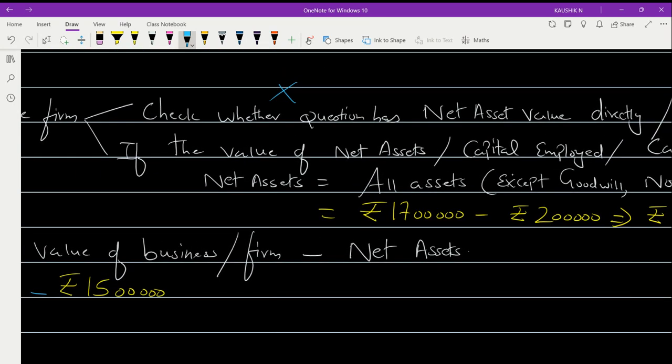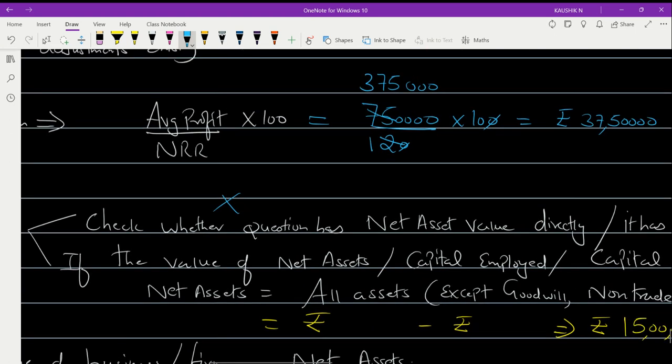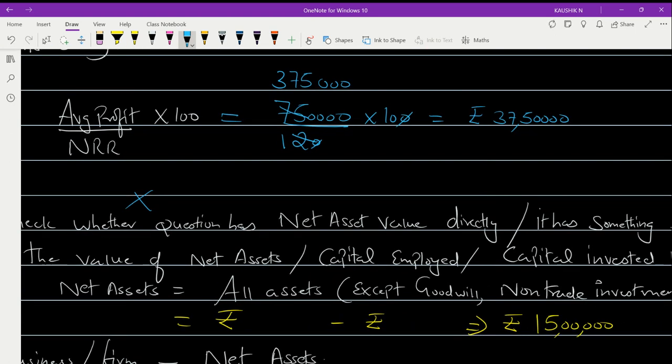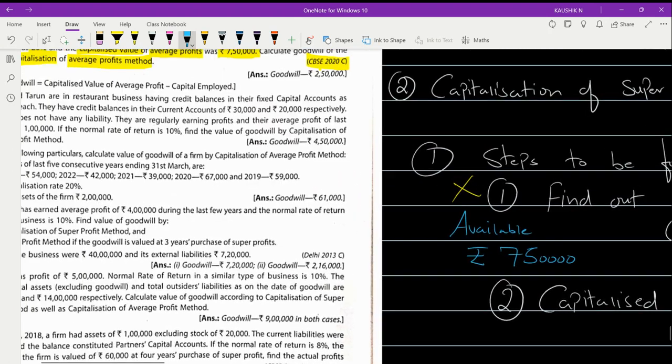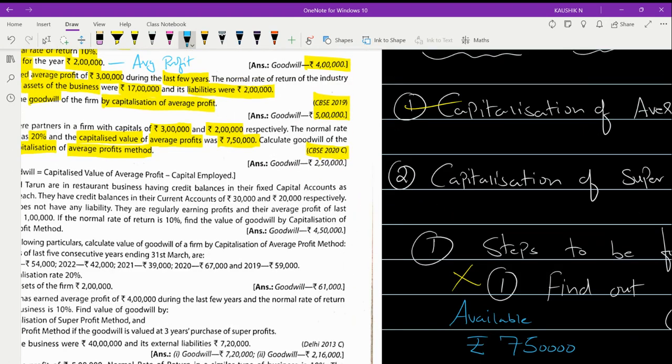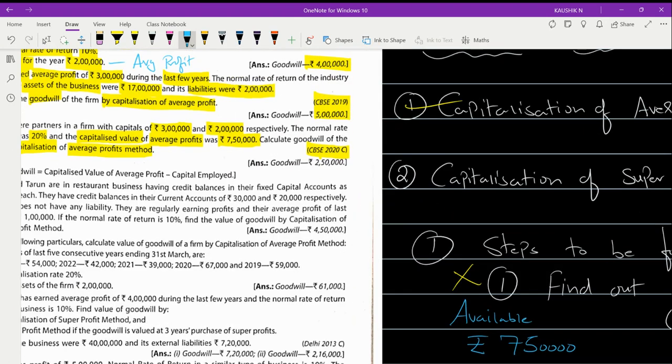Is it clear to you? Okay, now substitute it in this formula of goodwill. So now what is the amount of your capital employed? It is 5 lakhs. And then what is the amount of the capitalized value of your business? It is 37 lakh and 50,000, right? When you substitute in this, what will be the amount that you'll get as a balance?